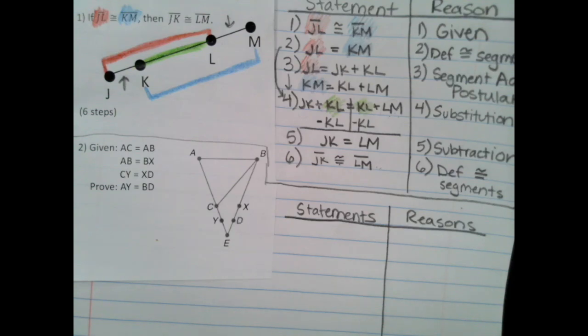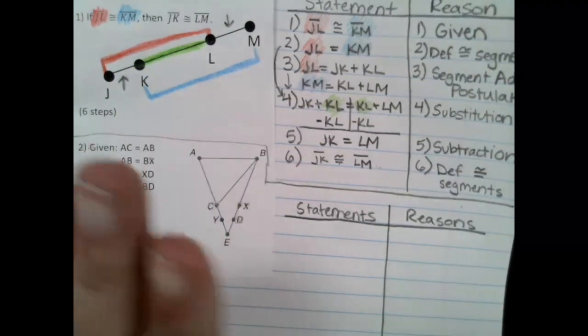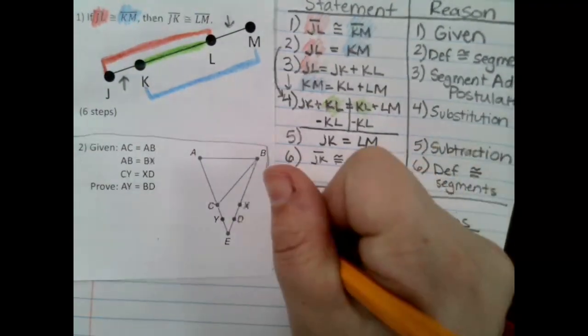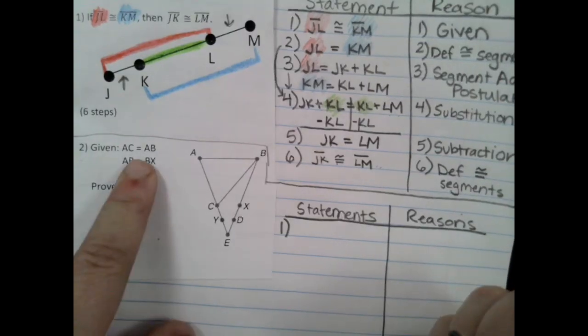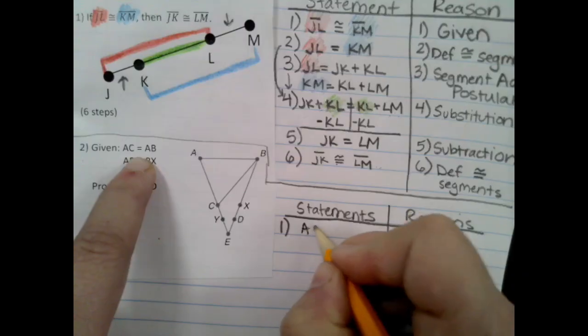All right, before I even think about this problem, I'm not even going to read it. We're not going to decode it. I'm just going to start by writing down my first statement. What's my first statement going to be from this problem? Good. AC equals AB.